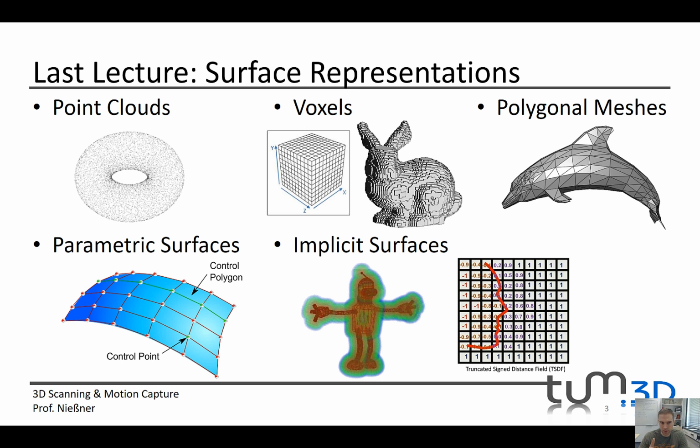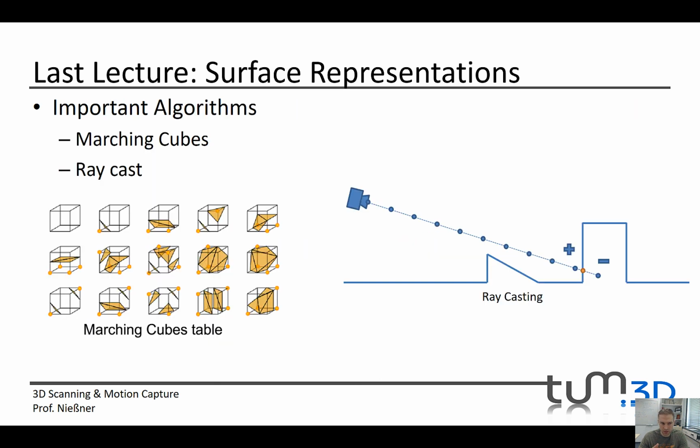We talked about how we can go, for instance, from point cloud with Poisson surface reconstruction to a polygonal mesh. We talked about how can we go from implicit surfaces with, let's say, marching cubes and raycasting to either depth map or an explicit mesh representation.